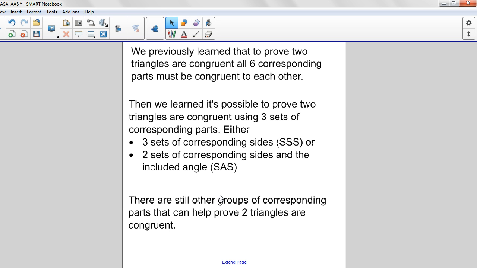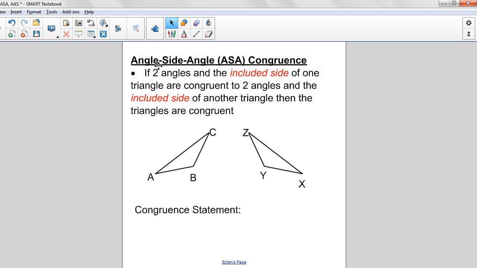There are still other groups of corresponding parts that can help prove two triangles are congruent. The first one I'm going to teach today is called angle side angle. It's the ASA congruence theorem. If two angles and the included side of one triangle are congruent to two angles and the included side of another triangle, then the triangles are congruent. So just like last time we learned about included angles, this time we're talking about included sides, which would be in the middle of the two angles.